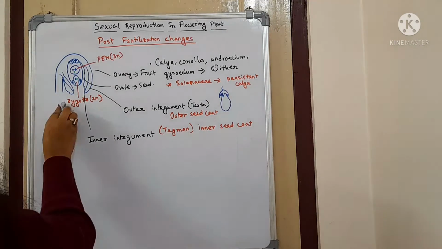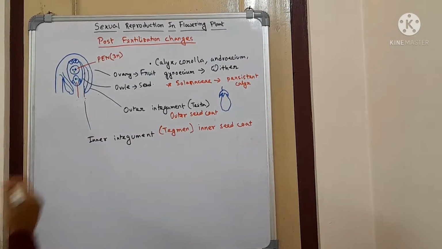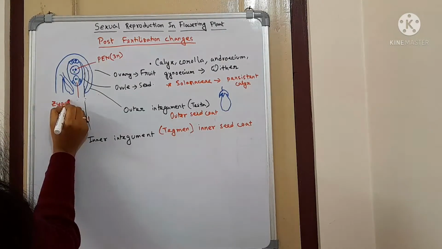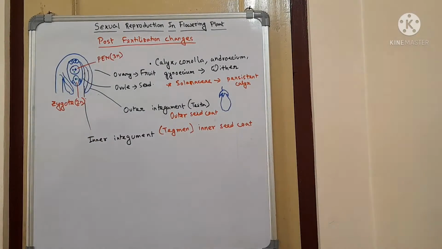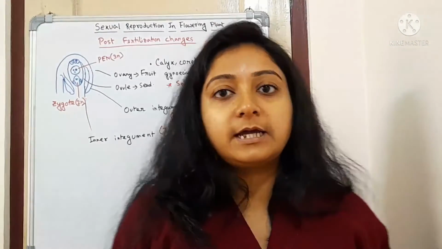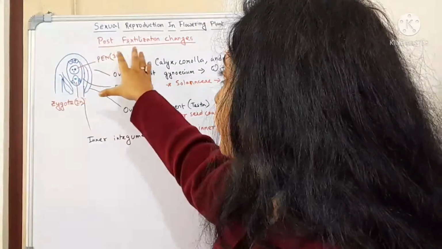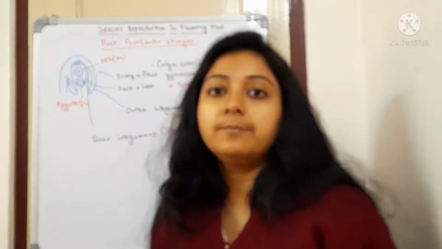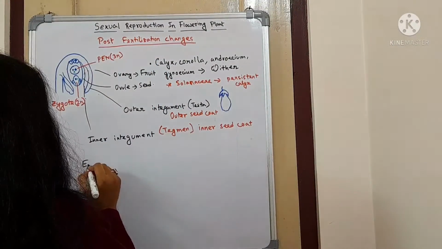Now, what will happen to this? This is the zygote, this is 2N, and inside it there is the PEN, or we can say this is the endosperm. After the double fertilization event, which leads to the formation of the zygote and the endosperm, or primary endosperm nucleus, the endosperm can develop from the PEN. So what will happen to that endosperm?